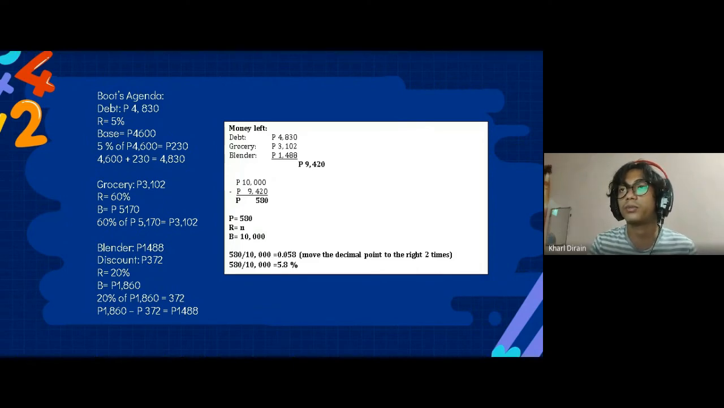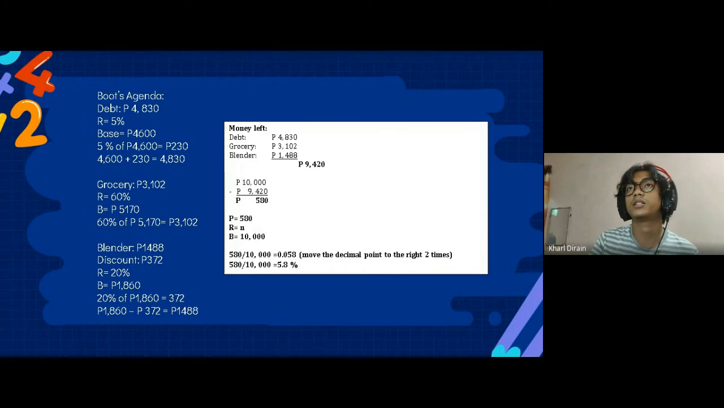Ang gagawin po natin ay pag-divide po natin yung 580 sa 10,000 pesos. Magiging sagot po is 0.058. Then, i-move po natin ng 2 times sa right yung decimal point. And then, mag-add po lang po tayo ng percentage sign. Ang magiging sagot po is 5.8%.